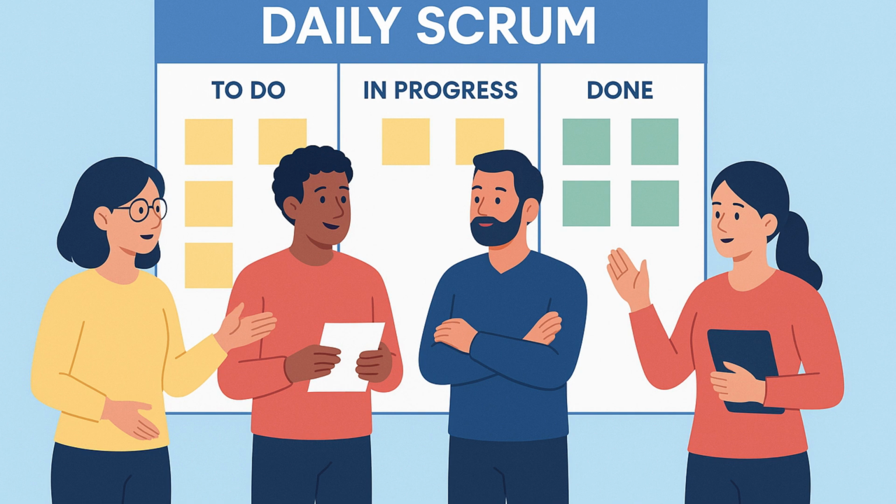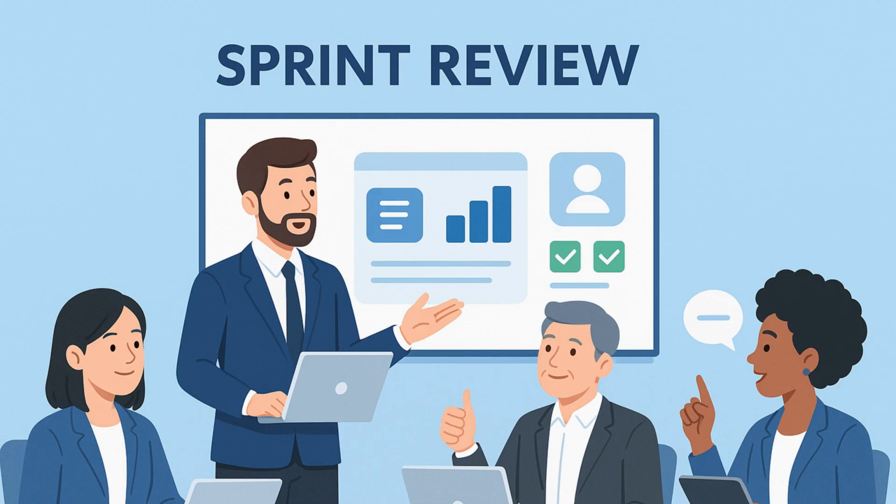This is a short, 15-minute, daily meeting where each team member answers: What did I do yesterday? What will I do today? Are there any impediments? Next, we have the sprint review. Held at the end of the sprint, the team demonstrates the increment to the product owner and stakeholders. Feedback is gathered and added to the product backlog for future consideration.